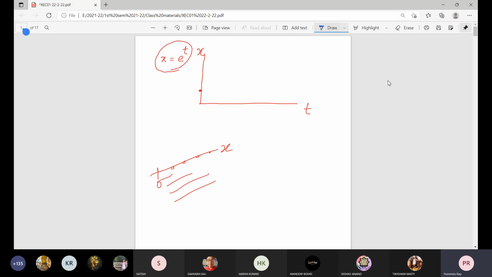Now similarly, when t is 2, it is 7.3 or 7.5, whatever you are saying. For t equal to 1 it is 2.71, and e squared is less than 3 squared, that is less than 9, maybe 7 or something like that.